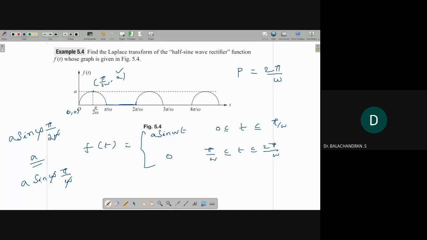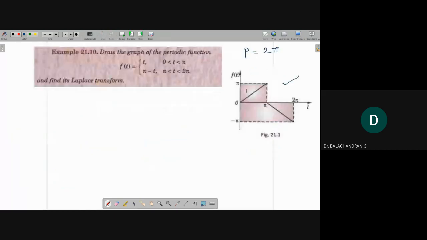Now the remaining part is you need to apply the Laplace transform of a periodic function definition. I think I'll stop here, and I will do this problem in the next class, but you need to try this one, and if you solve it, you can post in the group. Also I will tell the answer for this problem.